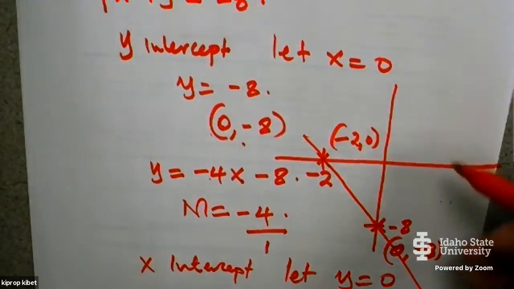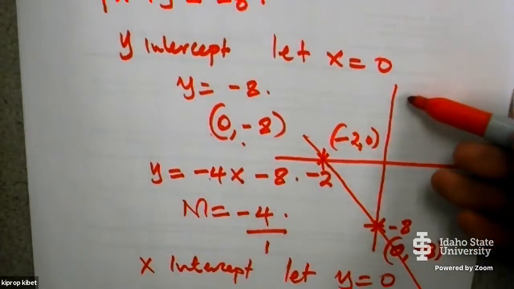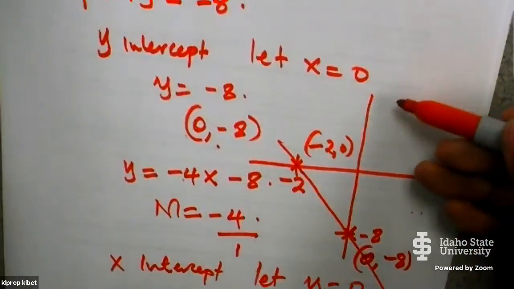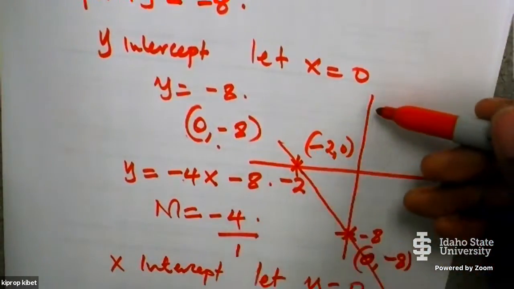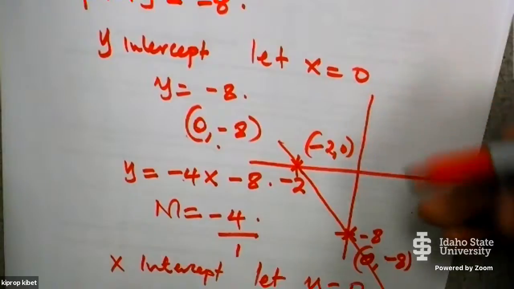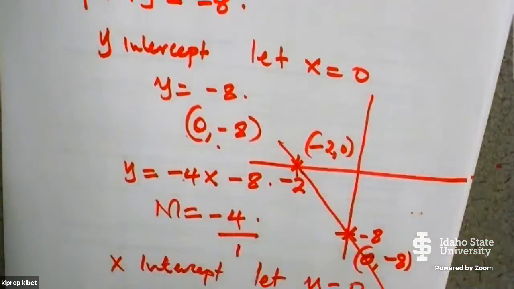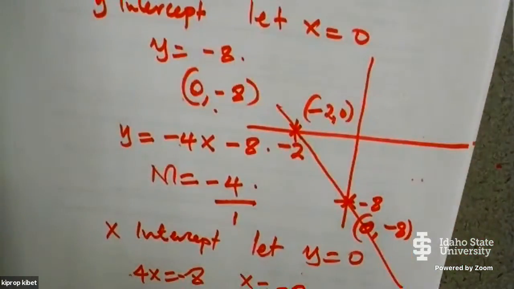Some of you are confusing. Someone was putting it like this. I don't know where they got 8 and 0, which is wrong. So make sure you are accurate. Okay. So do a lot of practice. Make sure you do a lot of practice.